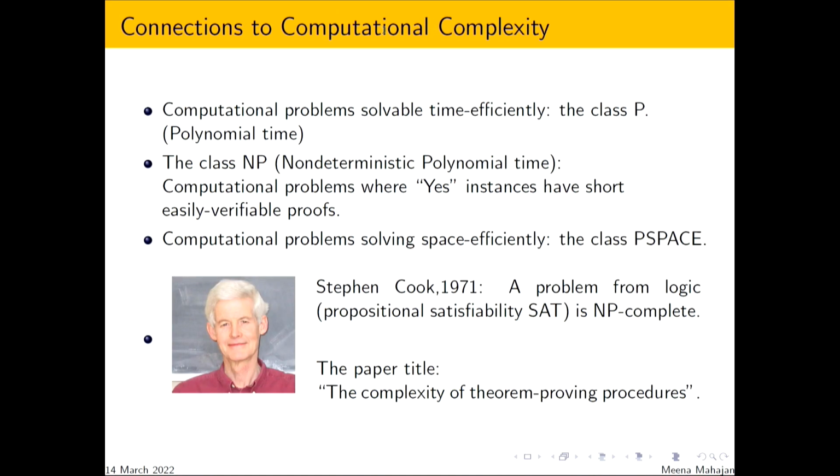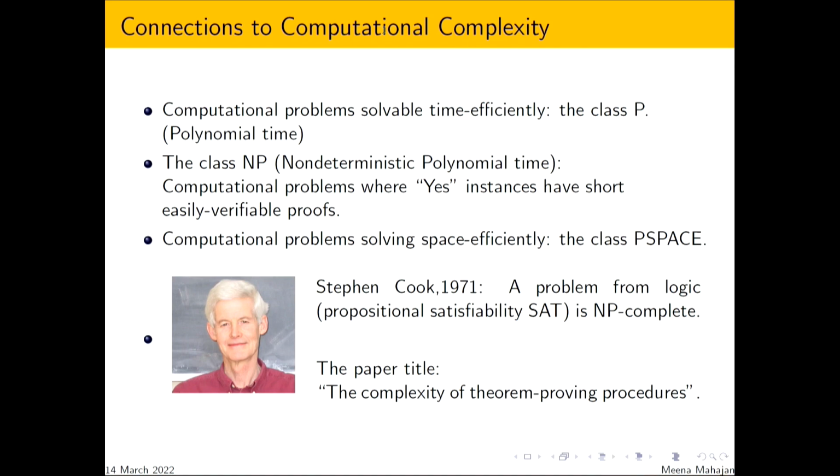The final point, the reason why I said that we should bother about such formal proofs, is the connections to computational complexity. And a very quick two-line primer: computational problems. For simplicity, I'm looking at problems which only involve a yes-no answer, not problems which involve computing some values. I pose a question and I want to know is the answer yes or no. So problems which can be solved efficiently in time, they form the class P, polynomial time. There's another class of problems, non-deterministic polynomial time. Problems where, well, we don't yet know for many of them whether they can be solved efficiently or not.